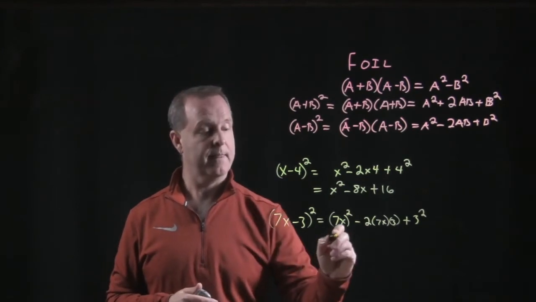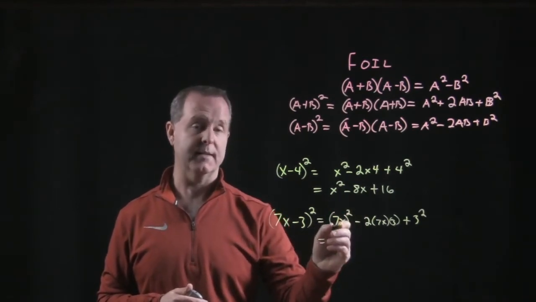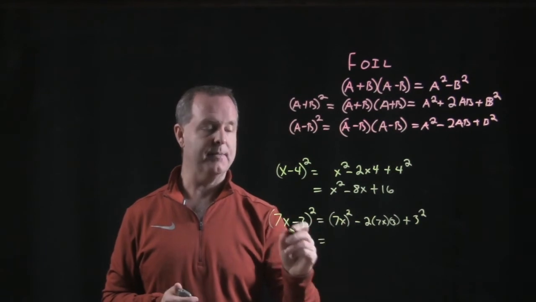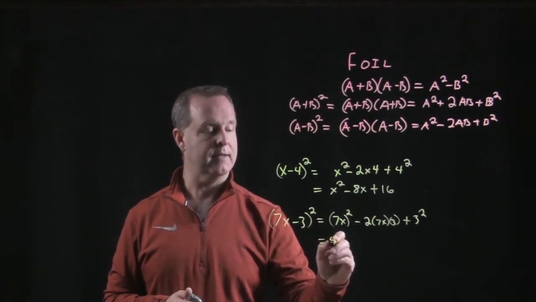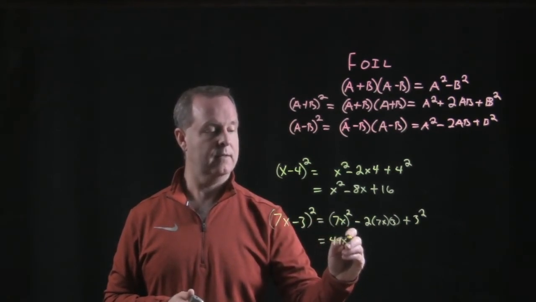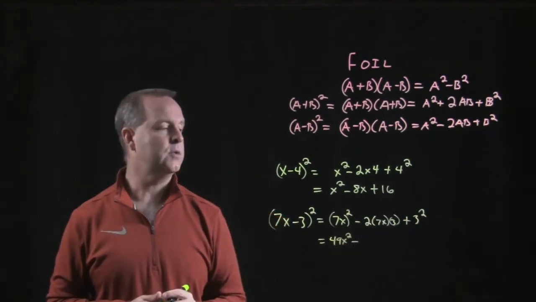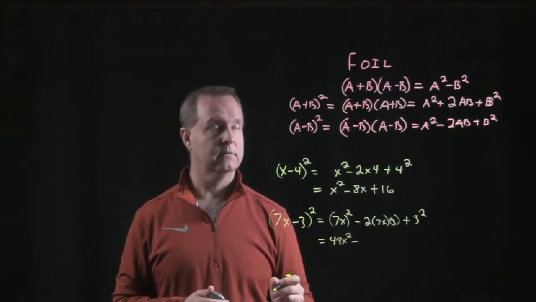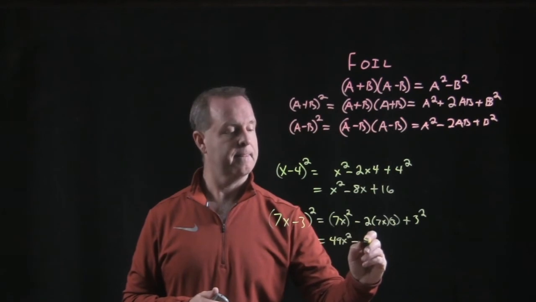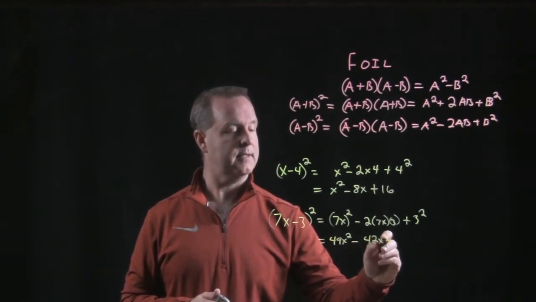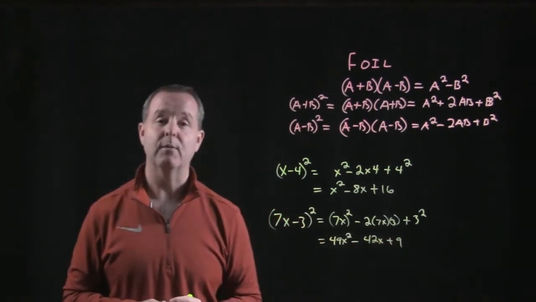7x squared. This 2 does distribute over the 7 and the x because it's 7 times x, it's a multiplication, which makes it 49x squared minus 2 times 7 times 3, 42, plus a 9. And there's my result.